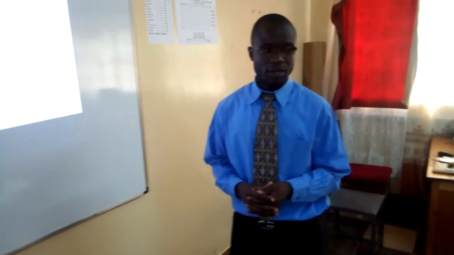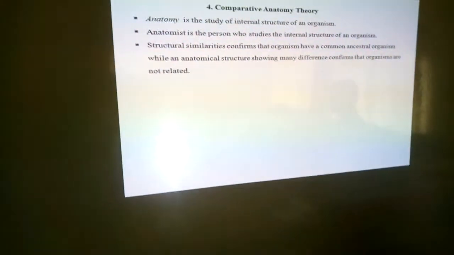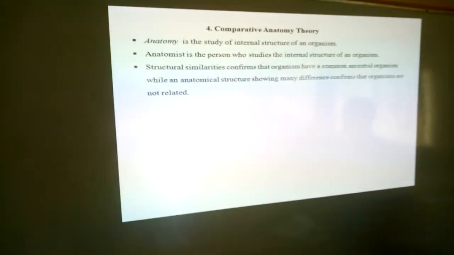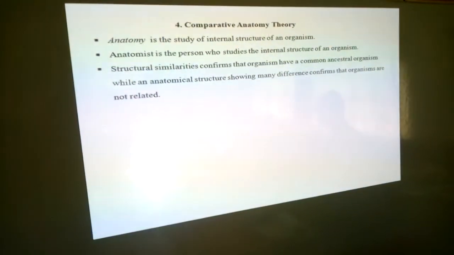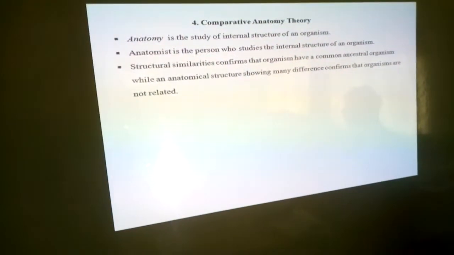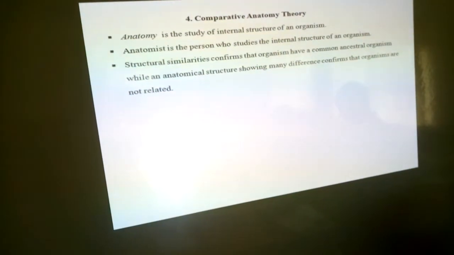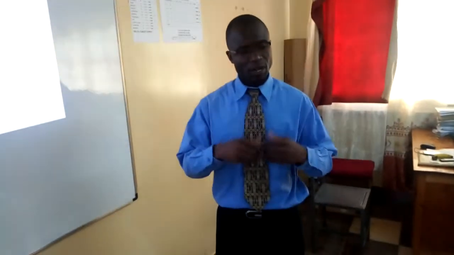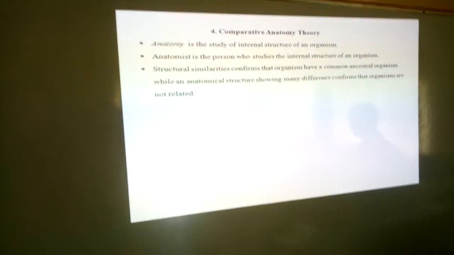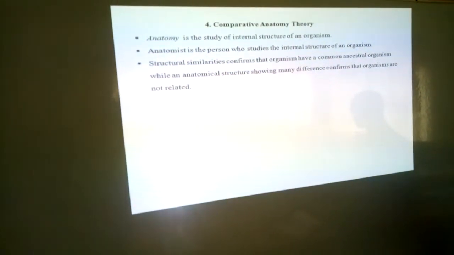We are on evidence number 4, which is comparative anatomy theory. Anatomy is the study of internal structure of an organism. Internal means the parts are not exposed, but until you are able to go inner, then you'll be able to get the parts clearly. Back in Form 1 briefly, an anatomist is a person who studies the internal structure of an organism.